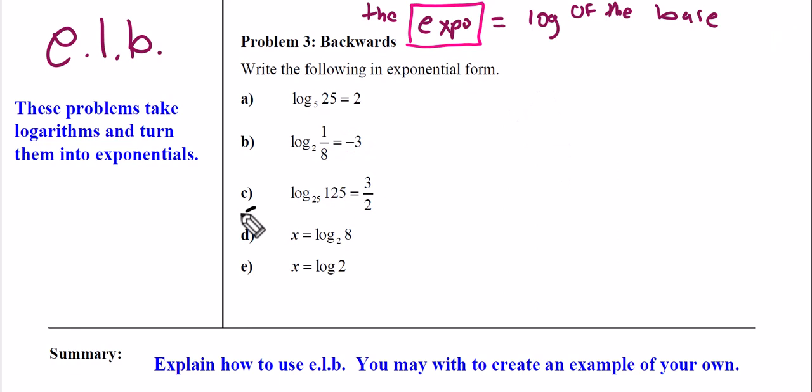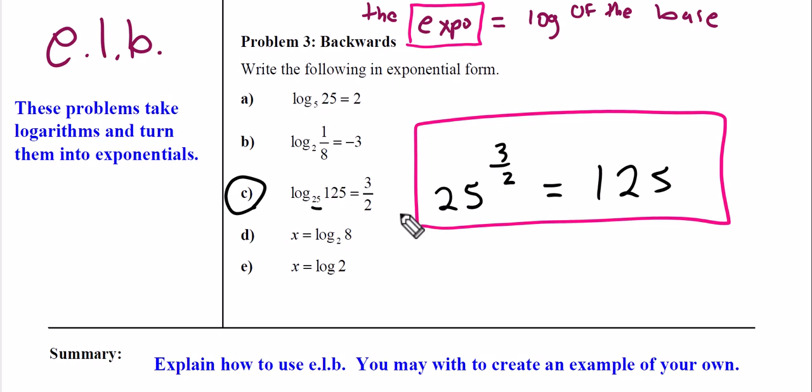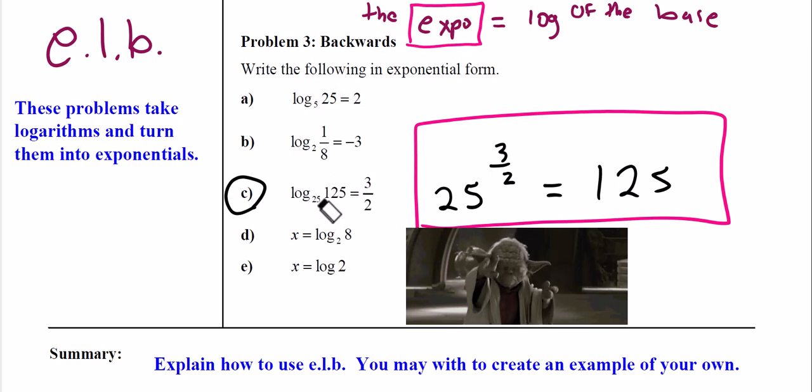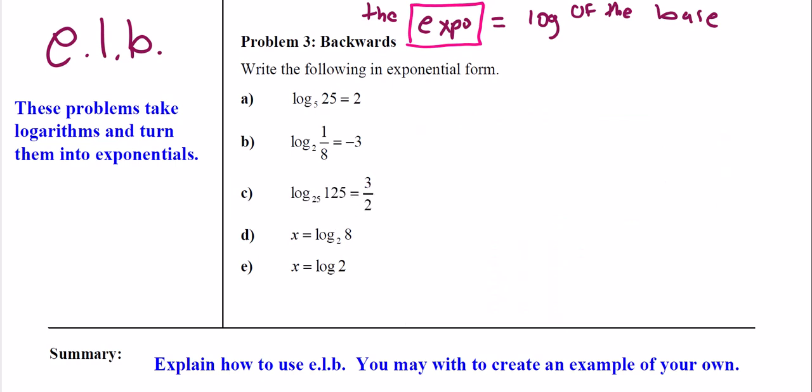So let's go into this willingly and trusting that the exponent is 3 over 2, the base is 25, and the argument is 125. And by the way, if you're not sure of your skills yet, you could take this answer and not look at the original at all, and do ELB on this and see if it ends up looking exactly like the original problem, if you really were worried about it. Part D, this is the exponent, 2, and then 8 is the argument.